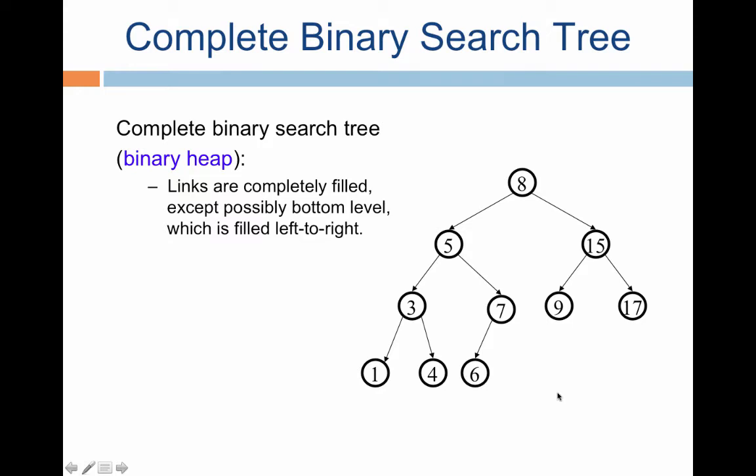Complete binary search tree is what we wish for, right? The levels are completely filled except possibly at the last level, which is also organized from the leftmost child onwards to the right. This is something you must already be familiar with from the previous lectures, so let us not spend too much time on it. This is a complete binary search tree. It's also called a binary heap.